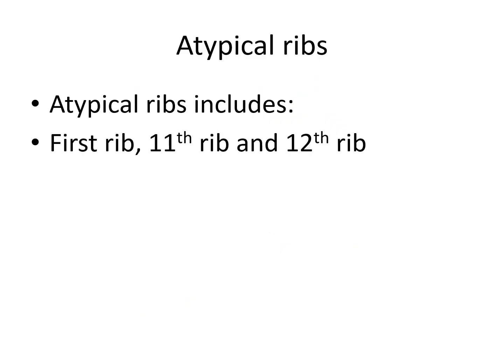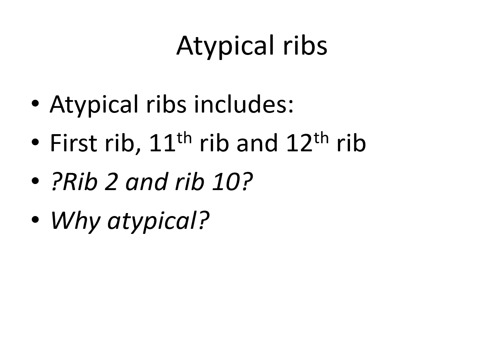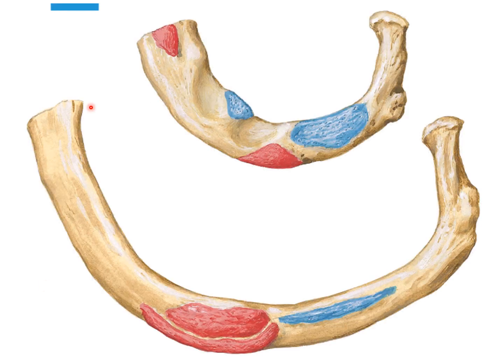The atypical ribs include, as we mentioned, the first rib, 11th rib, and 12th rib. Rib 2 and rib 10, as we mentioned, some anatomists consider typical, others consider atypical. So there are no clear-cut ideas about these two ribs. Why atypical? Because they are missing some of the typical features. This is rib 1, an atypical one. This is rib 2. This is about the ribs.